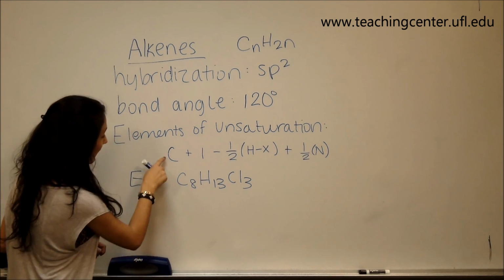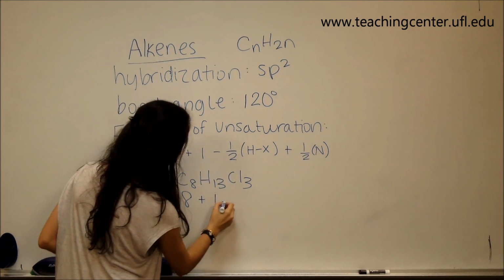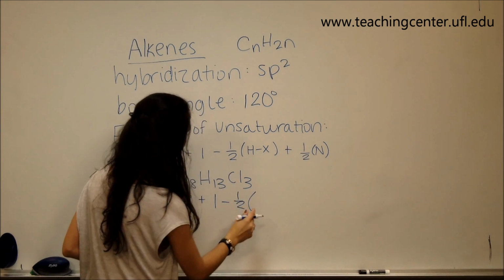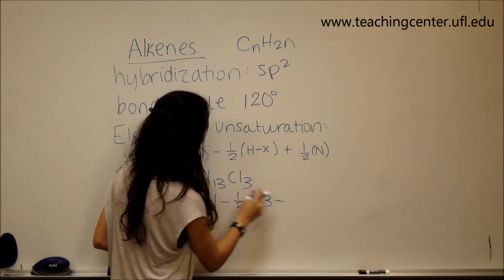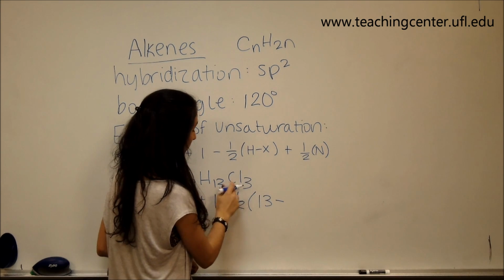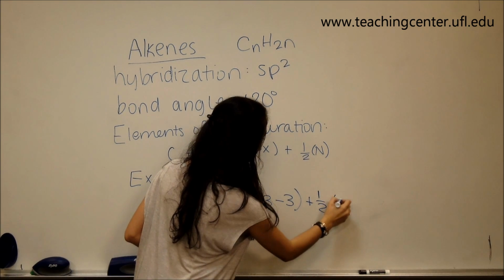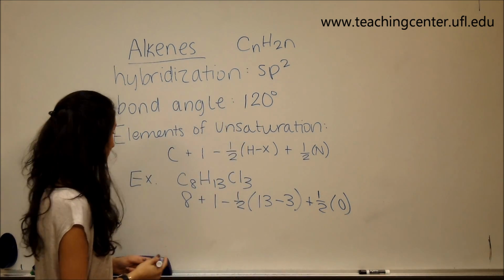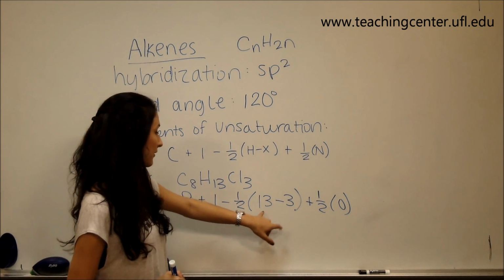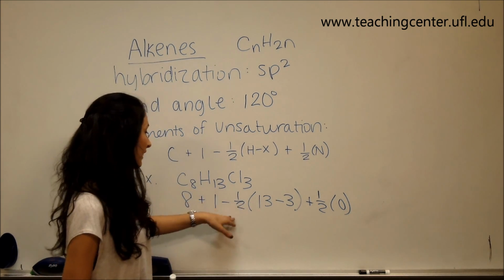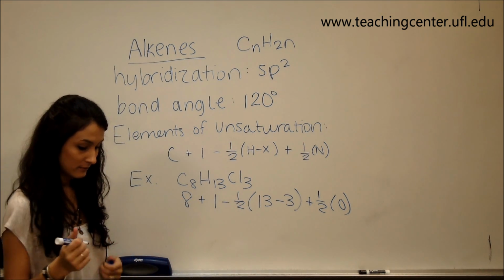Okay, so we're going to have 8 carbons plus 1 minus 1/2 times, so hydrogens we have 13, minus the number of halogens, so that's 3 halogens, plus 1/2 times 0 nitrogens. So you get 8 plus 1 is 9, minus 13 minus 3 is 10, 1/2 of 10 is 5, so you get 9 minus 5.